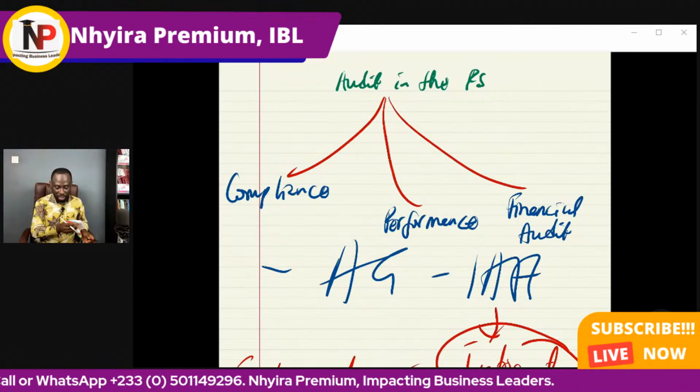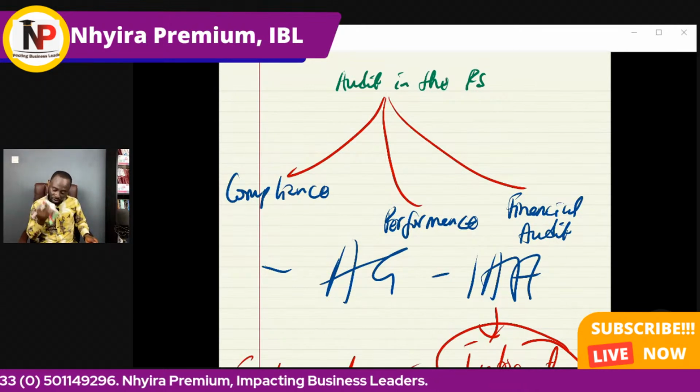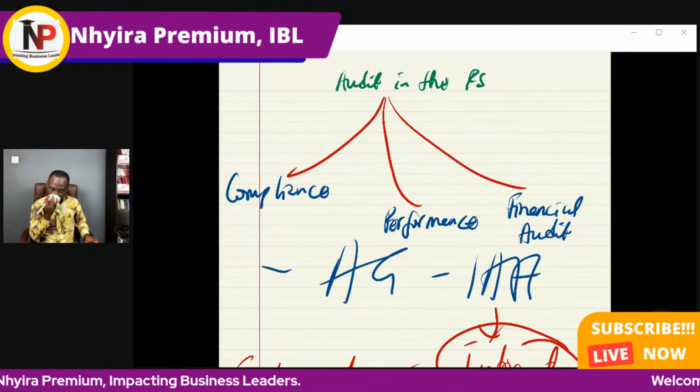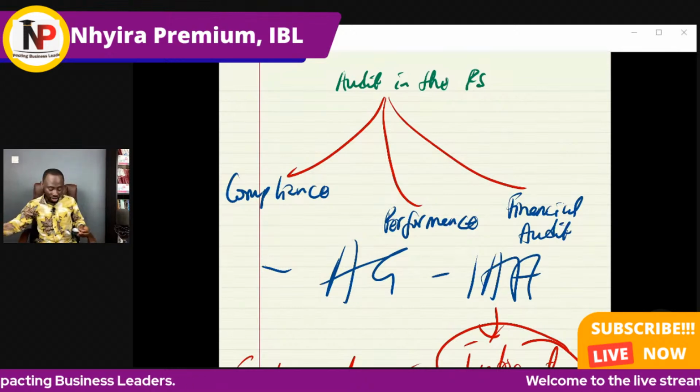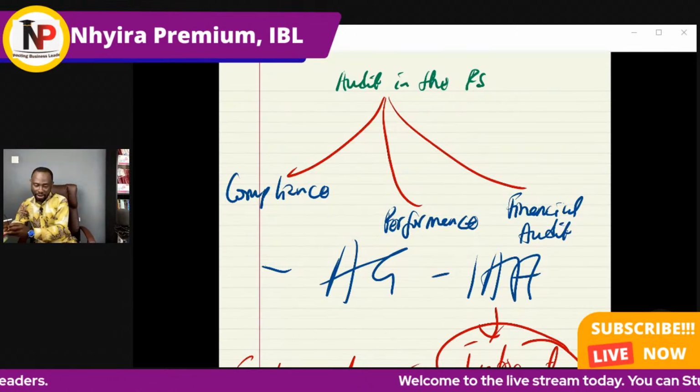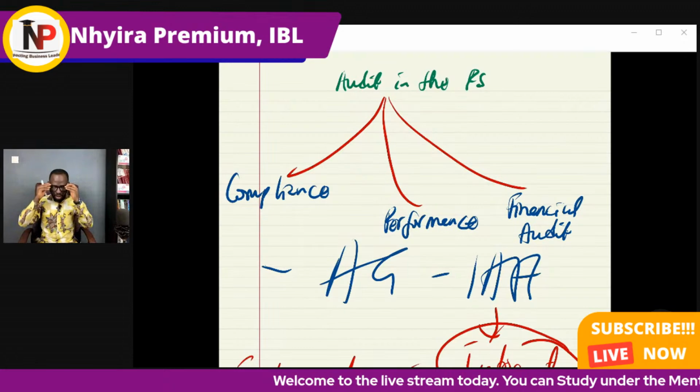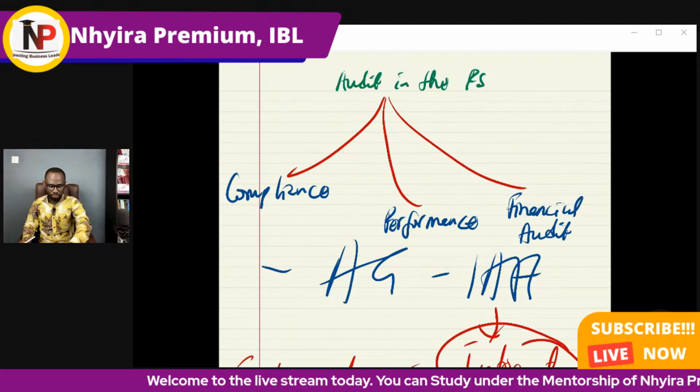This is what we mean by advanced audit and assurance. Any questions for me quickly as I give you the exam structure and the areas you have to focus on to pass the exams?